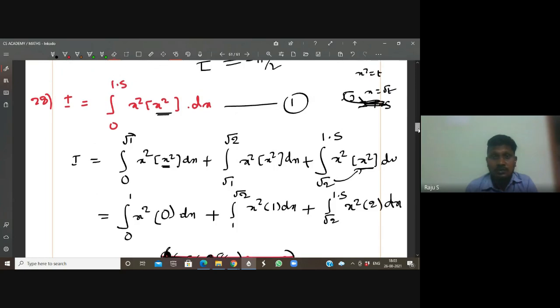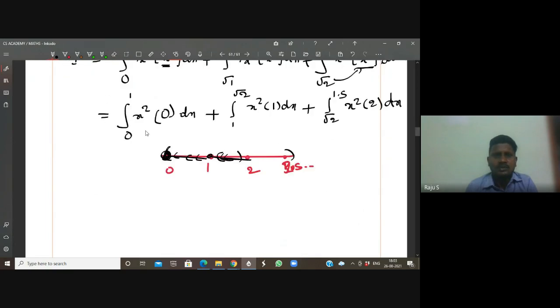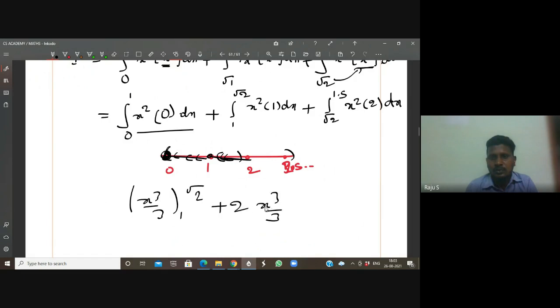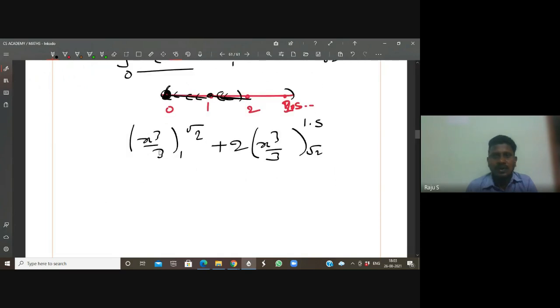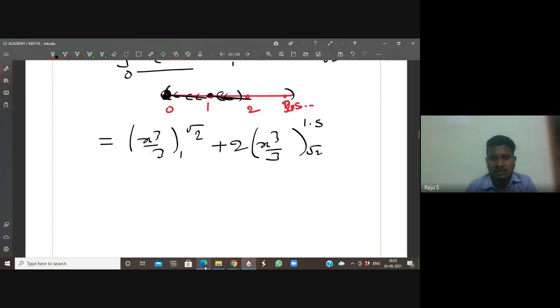These are logical questions. I told you greatest integer function questions are very important and very easy actually, but you must know logically how to do them. Now I substituted. Your first one is entirely 0. The second one, integral of x square is x cube by 3, from where to where? 1 to root 2. Same for the next one, which is 2. Same, x cube by 3 from root 2 to 1.5. Substitute these values, upper limit minus lower limit, and you will get the correct answer.